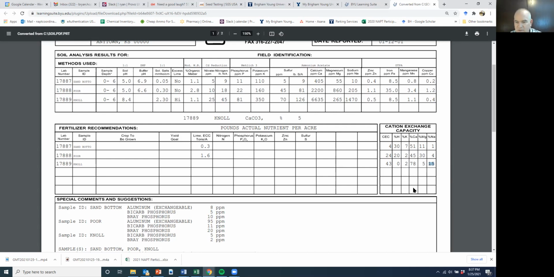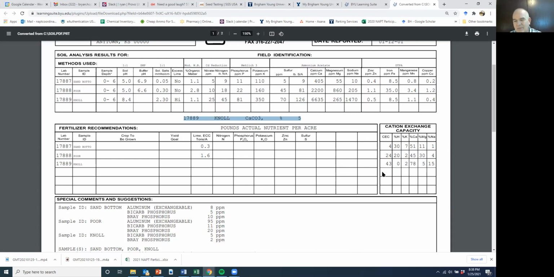Just another point here, a couple of other points. Remember what I said about the lab will estimate the CEC. This is a calcareous soil. How do I know that? Because they did this excess lime test and it was high. So therefore we had to measure the calcium carbonate, and it's 5%, so this is definitely a calcareous soil.